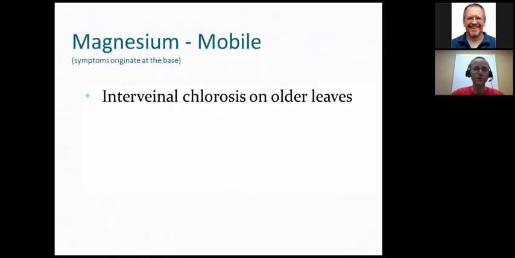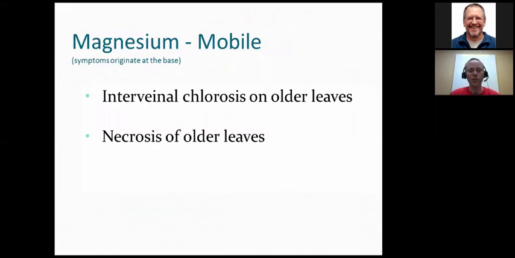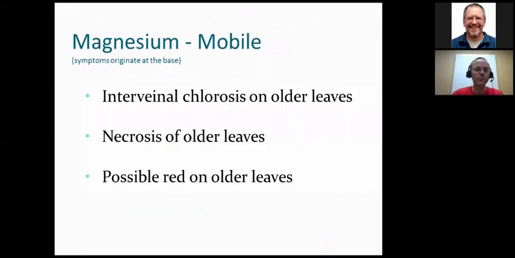So as I mentioned, older leaves, as this progresses over time, we might get some necrosis, but that's a very well advanced case of magnesium deficiency, and we might see some possible red leaves. And those bottom two also are similar to nitrogen and phosphorus in some ways, but that interveinal chlorosis on the older leaves is what we need to pay attention to for magnesium.